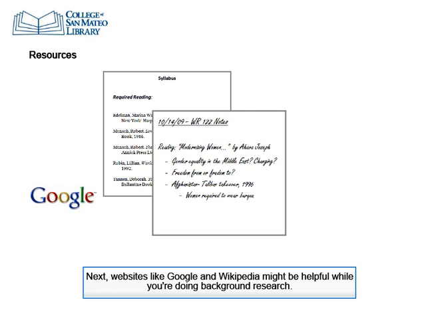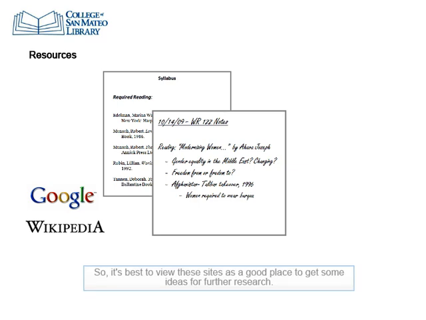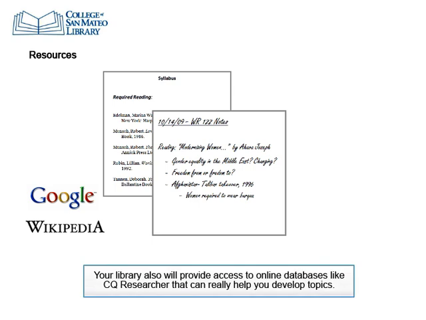Next, websites like Google and Wikipedia might be helpful while you're doing background research. While sites on the free web can be helpful while you're trying to get a broad idea about your topic, keep in mind that they may not all be authoritative. So it's best to view these sites as a good place to get some ideas for further research.